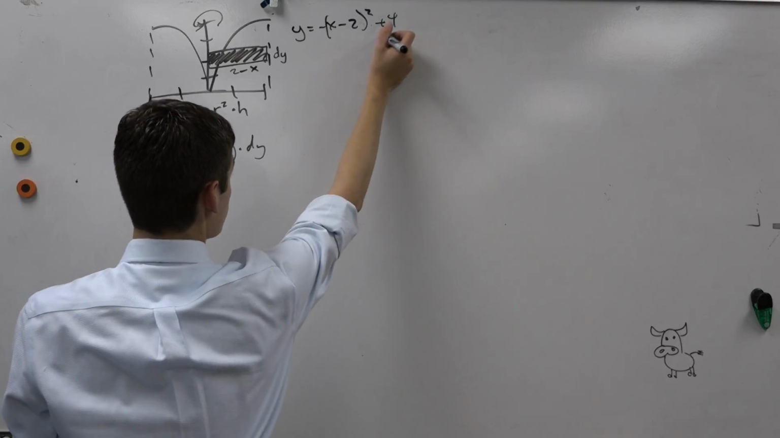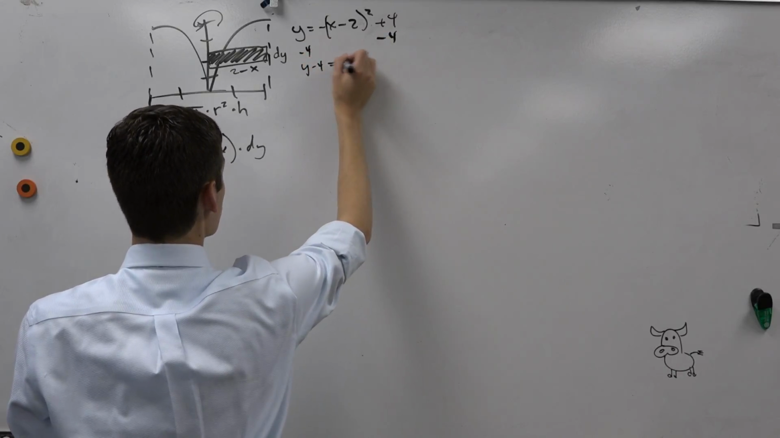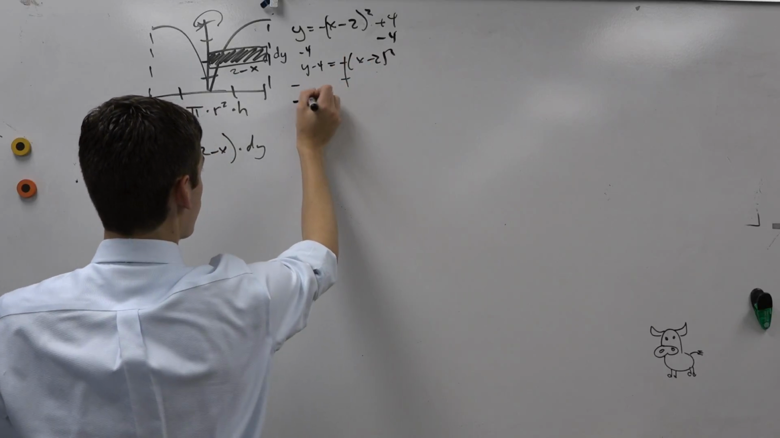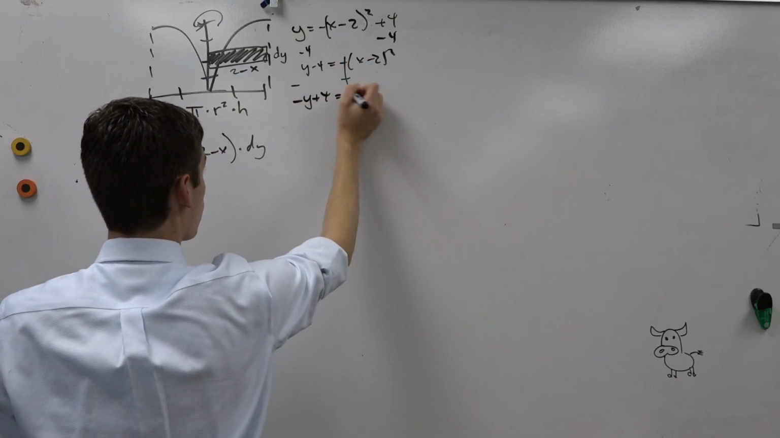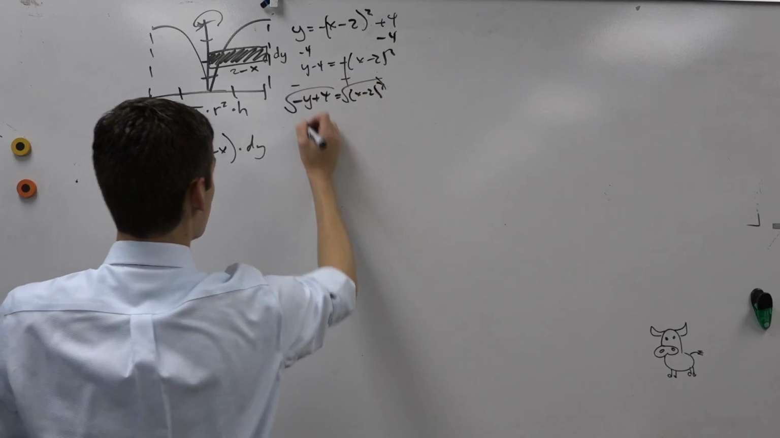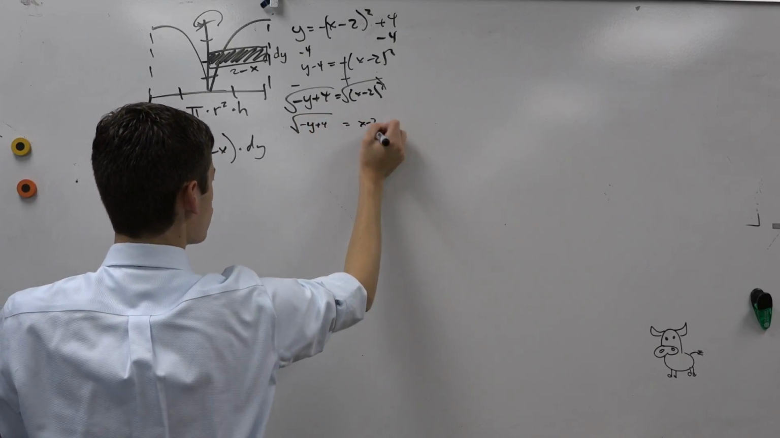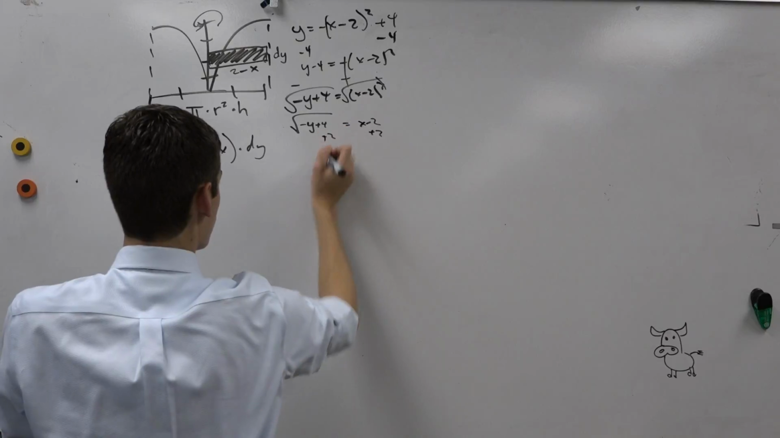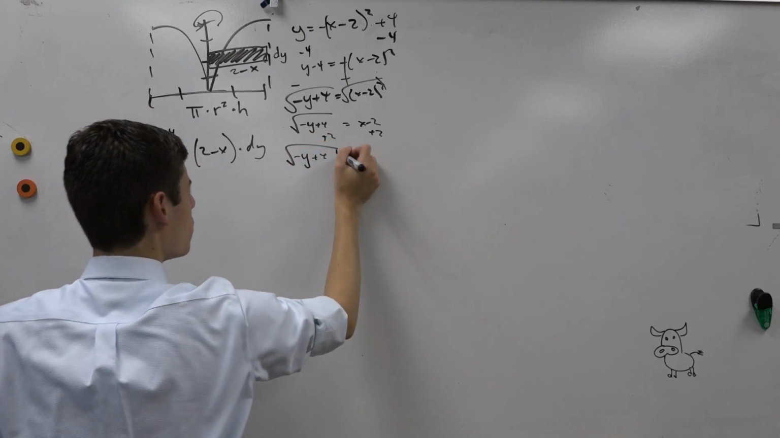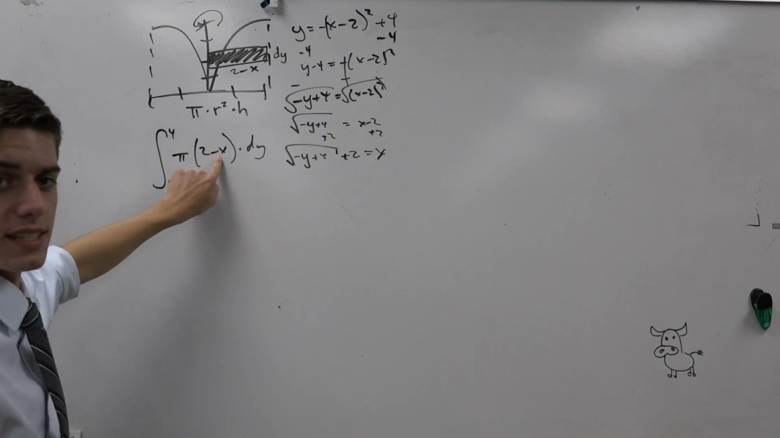So this is going to be y minus 4 equals negative x minus 2 squared. We're going to take the negative on both sides. That will be negative y plus 4 equals x minus 2 squared. We're going to take the square root of both sides. Now we have the square root of negative y plus 4 equals x minus 2. We can add the 2 on both sides, and that will give us the square root of negative y plus 4 plus 2 equals x. And we can just plug this right into here for x.